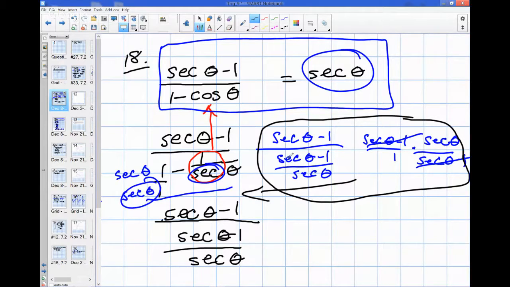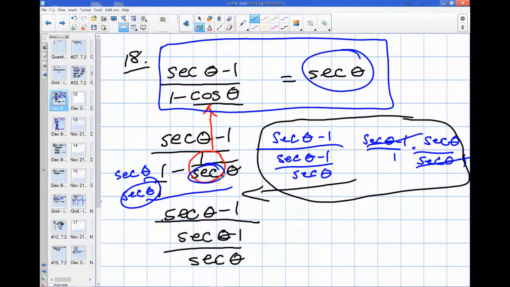Step one, in this problem, I noticed there was only a secant on my answer side. So wouldn't it be cool if I could change everything to secant only on the left? And the only one that wasn't secant was this cosine that's on the bottom here. Well, what's a nice substitution for cosine? Oh yeah, it's 1 over the secant. And so in this red circle, I replaced cosine with the fact that it's the reciprocal of the secant.